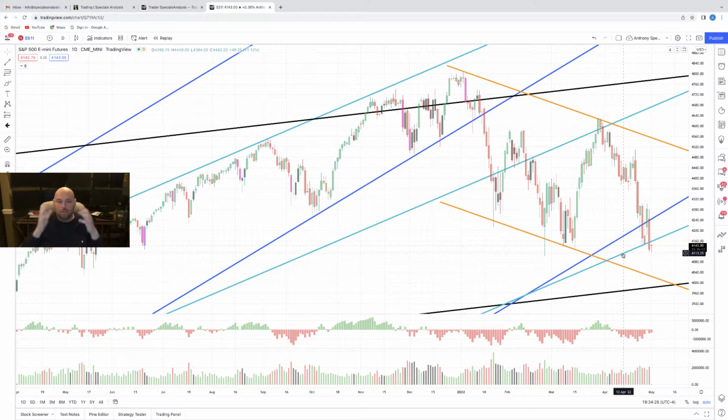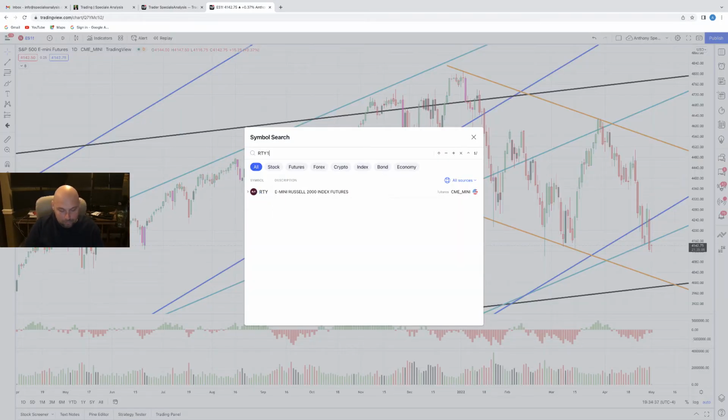We need to prepare for this. We need to protect ourselves. We need to be on the right side of trades. So it's happening. We just need to acknowledge it, and we need to work with it.